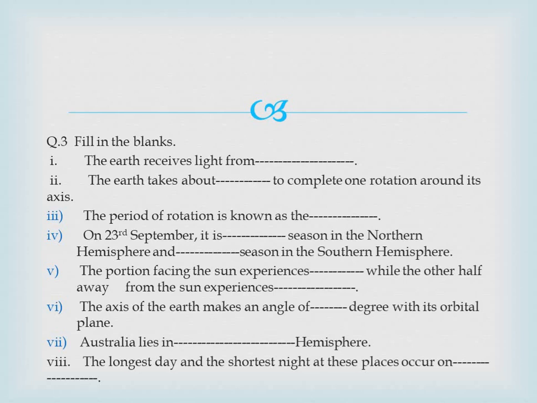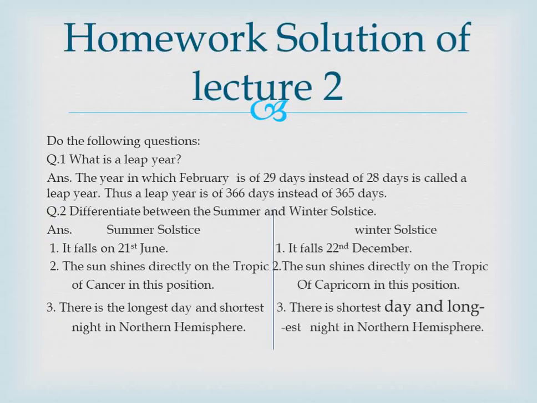Now, the time for the homework solution. The questions that were given in lecture number 2. What is a leap year? The year in which February has 29 days instead of 28 is called a leap year. Thus, a leap year has 366 days instead of 365 days.